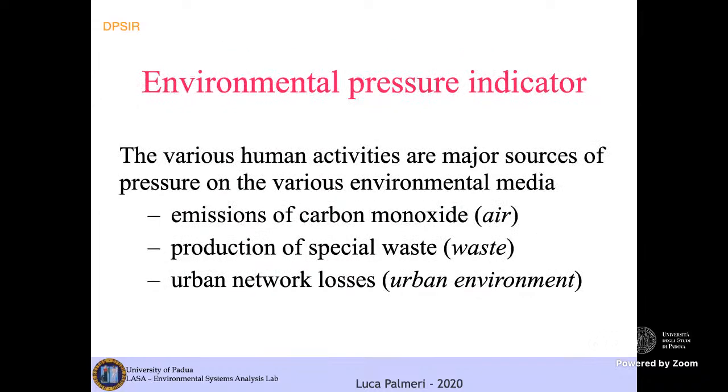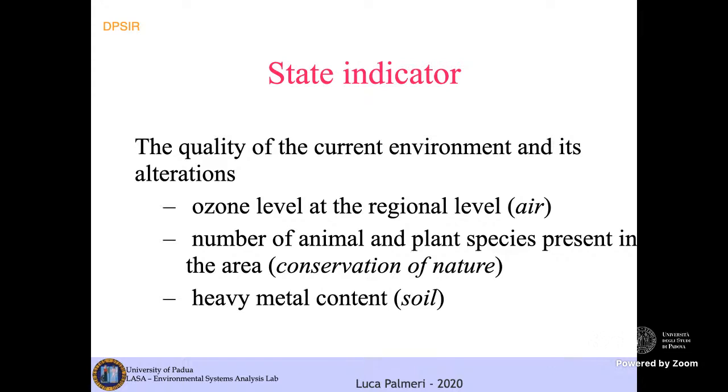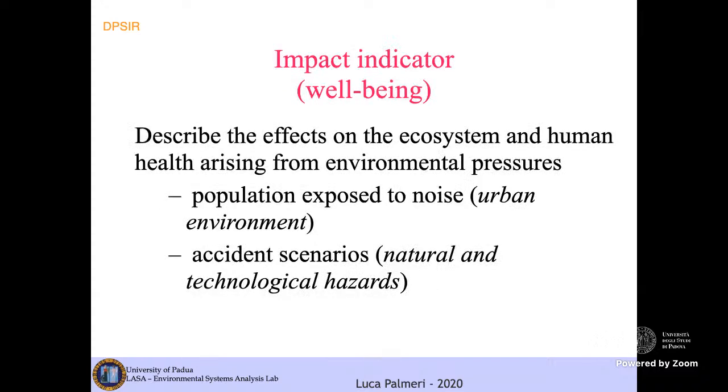Environmental pressure indicators of the various human activities are major sources of pressure on the various environmental media, for example, emissions of carbon dioxide, production of special wastes, urban network losses, and so on. State indicators of the quality of the current environment and its alteration, for example, ozone levels, number of animals, biodiversity, or heavy metal content in topsoils, and so on. These are all indicators of state.